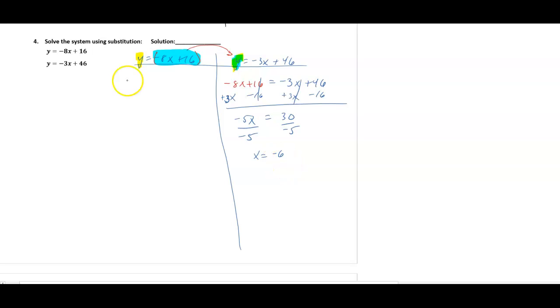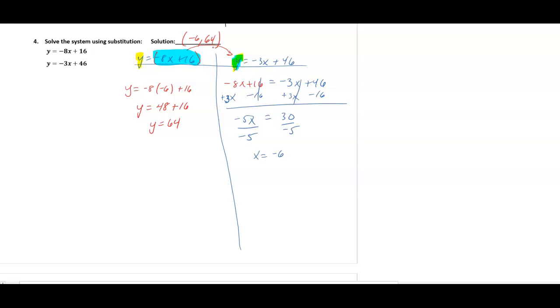Once I have x, now I come over here, plug that value of x in. y equals negative 8 times negative 6 plus 16. 48 plus 16 would give me 64. So the ordered pair solution here would be negative 6, 64.